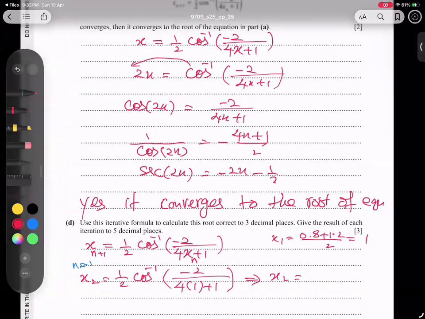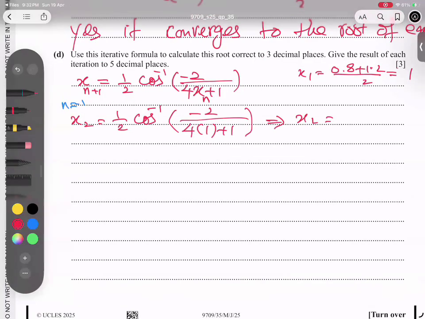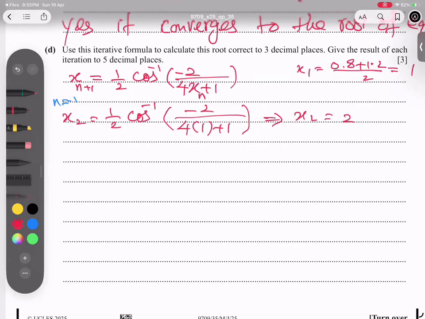Now, students, I'm going to replace the values and I'm going to type in radians. So 1 by 2 into cos inverse, inside a fraction negative 2, and down I got 4 times 2. Sorry, 1 plus the same thing, 4 times 2, 1. Okay. And my answer turned out to be 2.4823. I think this part is clear.